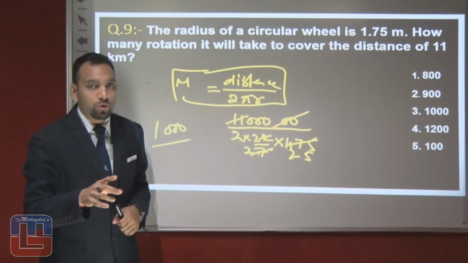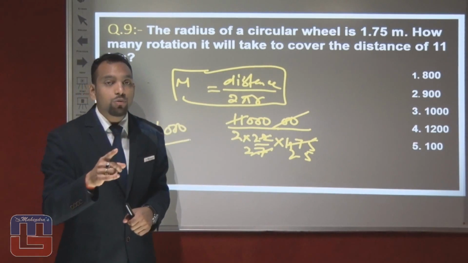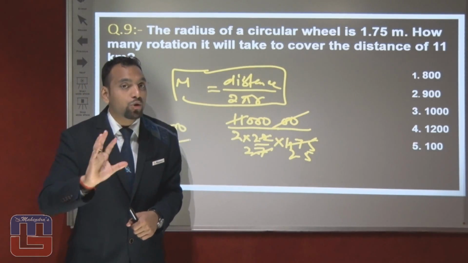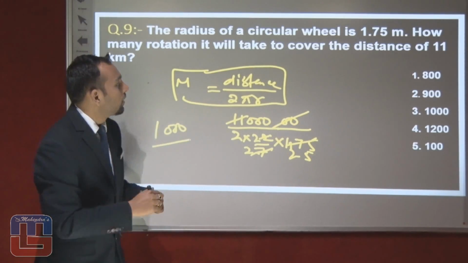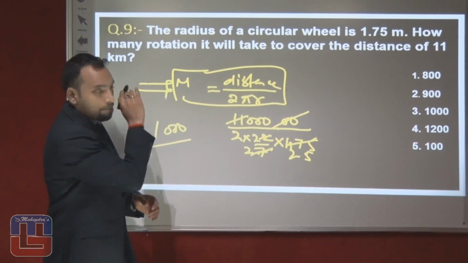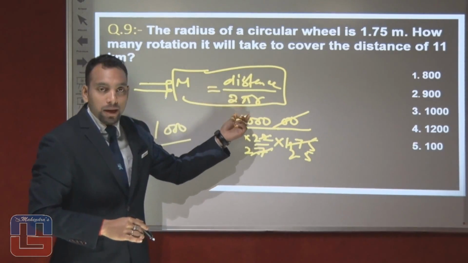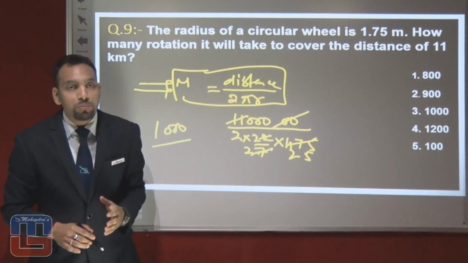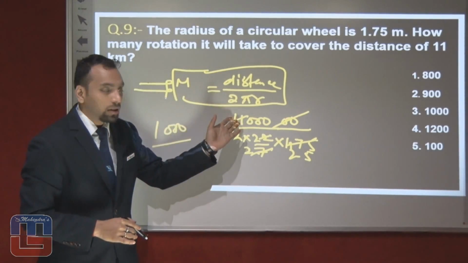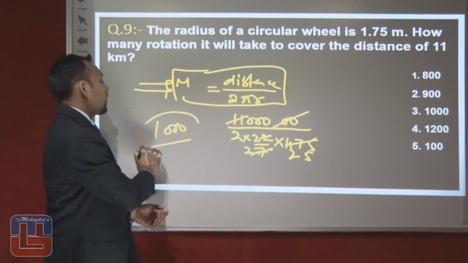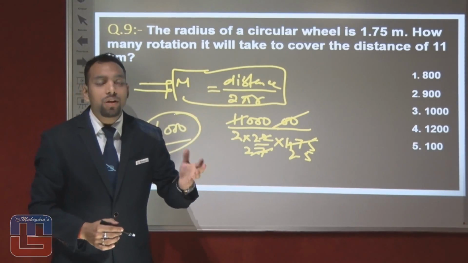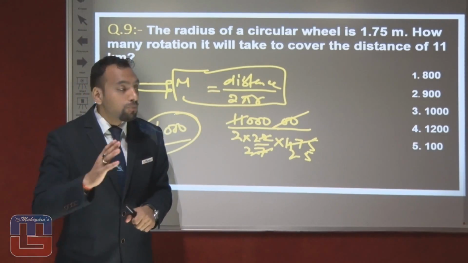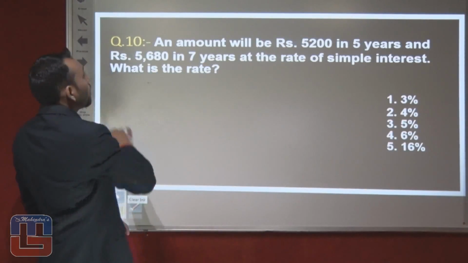So the answer to this question, you can see in the options, the third one will be the correct answer. The trick of this question is distance by 2 pi r. If the distance is in kilometers, convert it into meters, then you will get the number of revolutions. So this is the trick of this type of question. Now move to our next question.